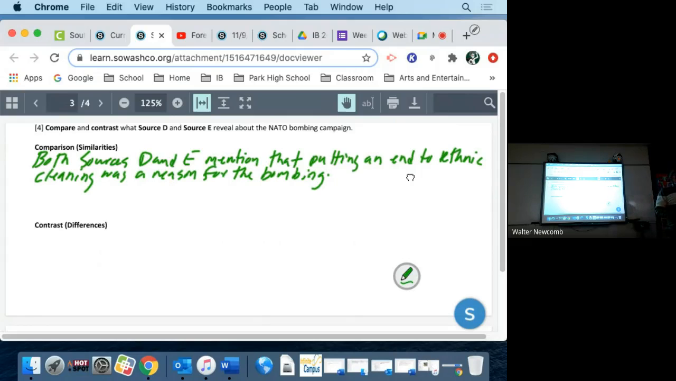So now, another thing that you can do is give the specific examples. So, for the sake of time, I want you to find, or we need to put specific examples in each one. Okay, what's another general similar or compare statement here?